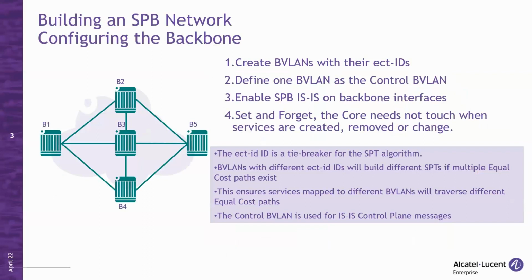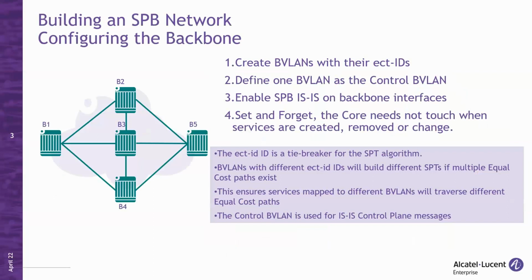As I said in the previous section, as long as the topology has multiple equal cost paths, we can have different shortest path trees in each backbone VLAN, and the ECT ID is a number or a salt, if you will, that is used in the path selection algorithm to make those paths different. We do not need to configure these ECT IDs. They are automatically assigned by default, but we can change them if we so wish.